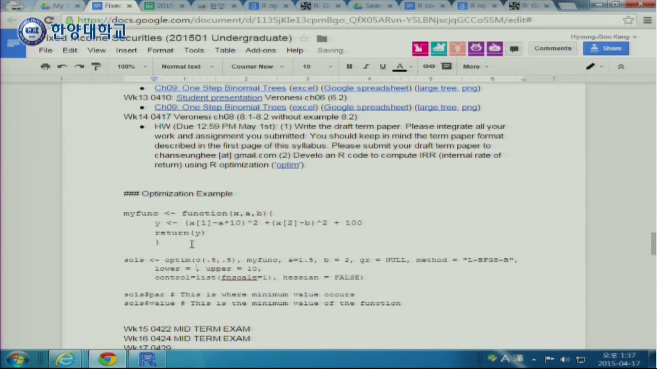So let me put minus 10, and then 100. In this case, you should find an answer.